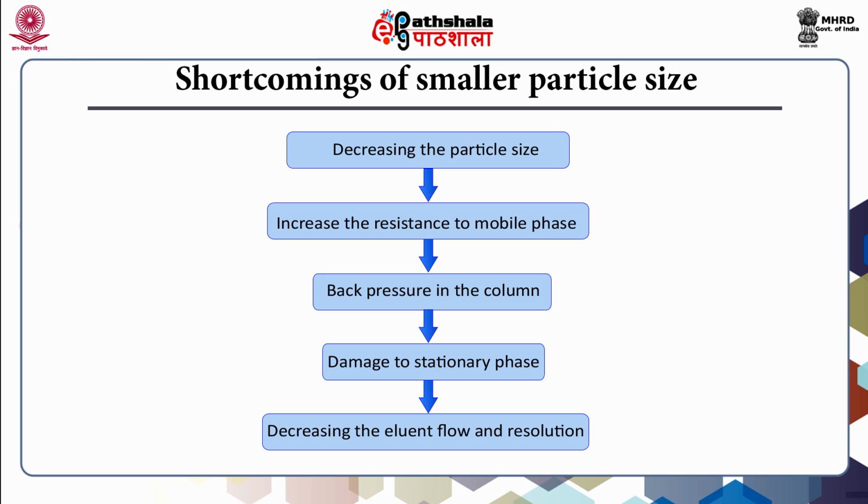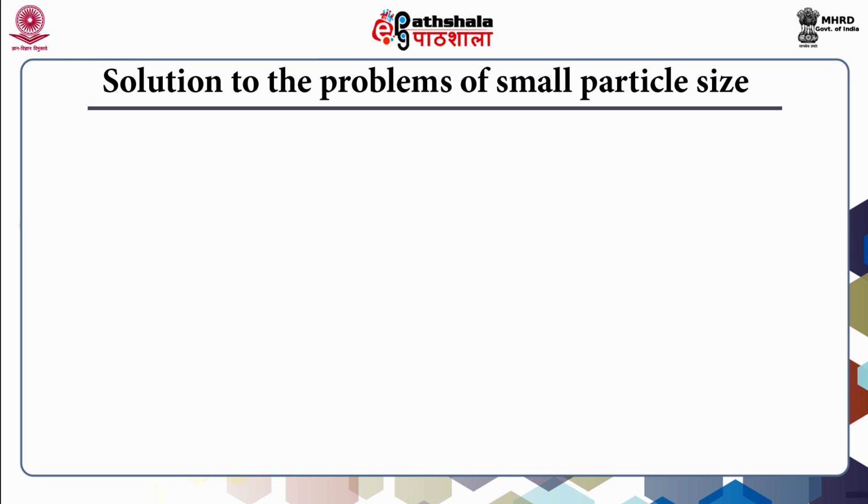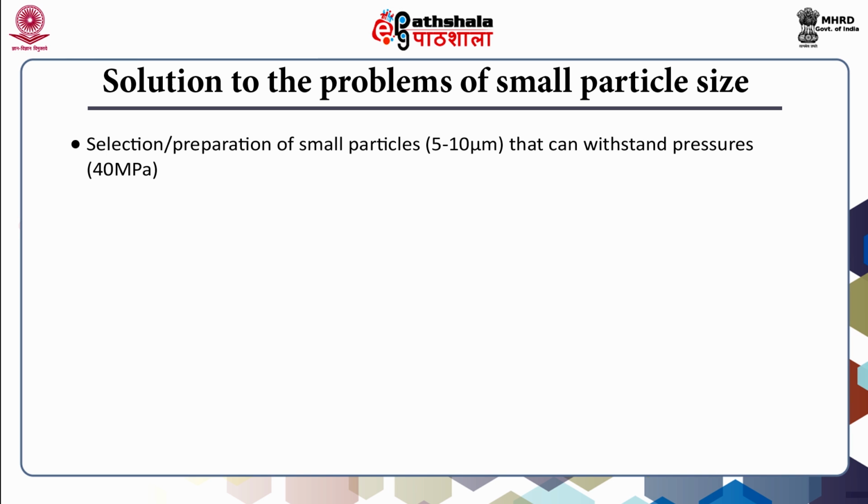So, what are the solutions for these shortcomings? In the next slide, we will see the solution for these shortcomings. The main solution to such problems due to small particle size is to select or prepare small particles that can withstand pressures of at least 40 megapascals or high pressures. And also another solution is the requirement of high pressure to increase the flow rate. So, basically we need small particles that can withstand the pressure, and another requirement is we need such an instrument which can produce high pressure to increase the flow rate.